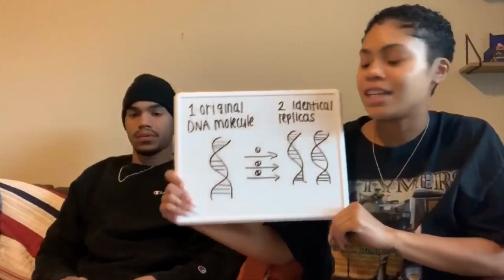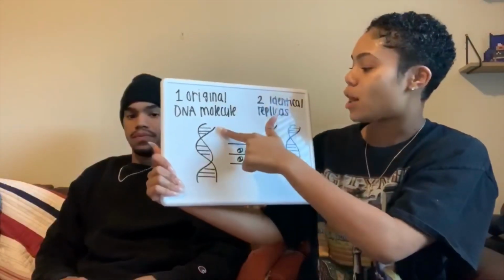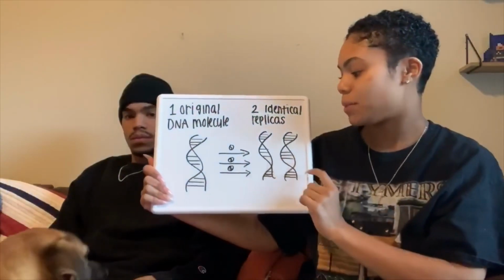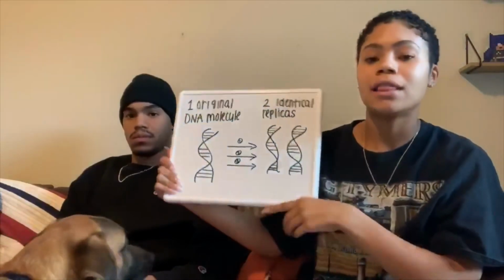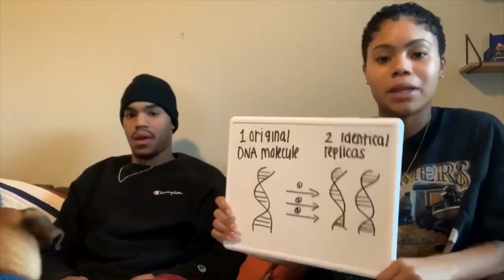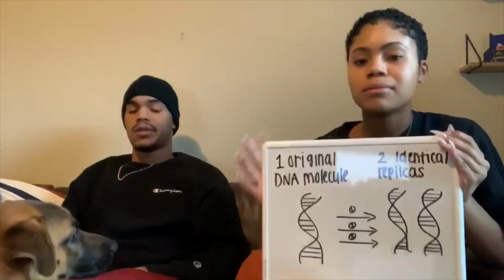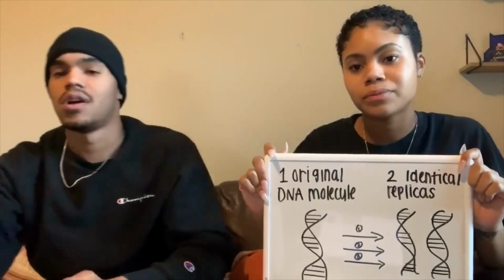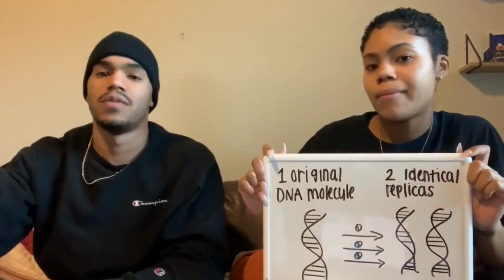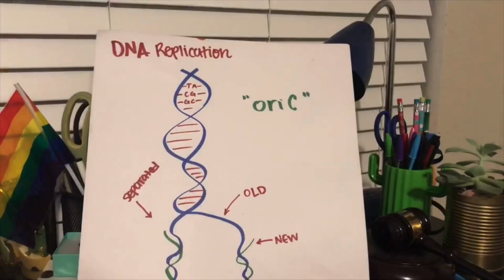In biology, whenever one DNA molecule produces two identical replicas of the same DNA molecule, that process is called DNA replication. DNA replication is a process that occurs in all living organisms and is the platform for biological inheritance.